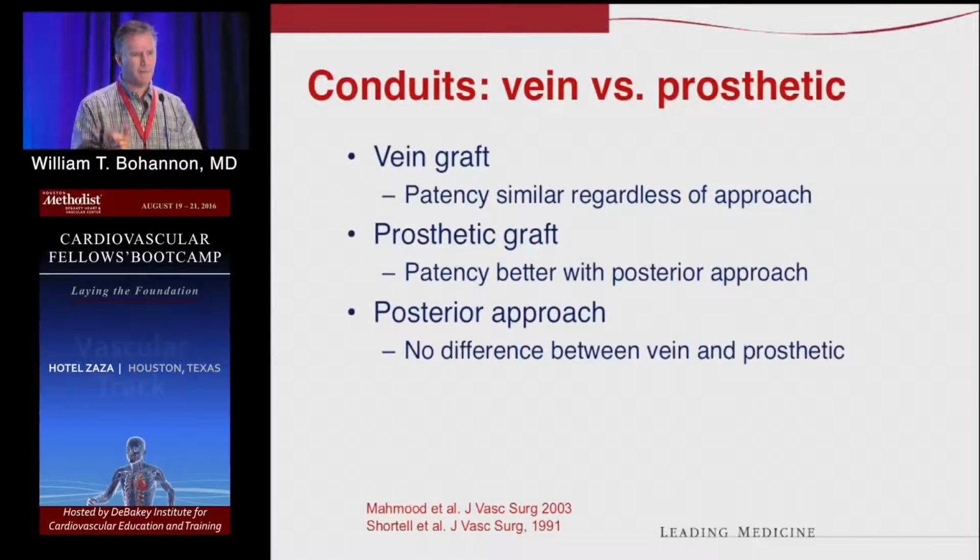And now that brings up the topic of a vein versus a prosthetic. The vein grafts, the patencies are very good in regards to the medial or the posterior approach. The prosthetic grafts posteriorly are not too bad. So there's no real difference between the vein and the prosthetic, but when you're dealing with popliteal aneurysms, you primarily use the prosthetics just in the posterior approach.